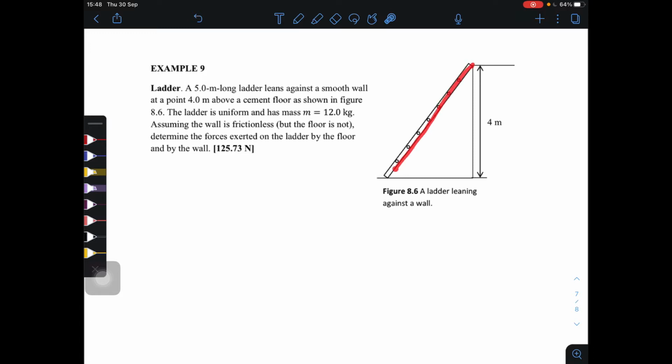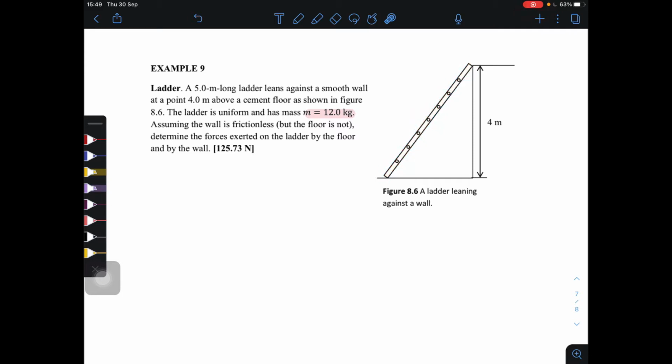So ni tangga with mass 12 kg. And then tangga ni dia leans on a smooth wall, which is dekat point sini adalah 4 meter daripada floor. And then dia juga akan touch dekat bahagian floor dekat bawah ni. So this ladder is 5 meter long. So daripada sini ke sini adalah 5 meter.